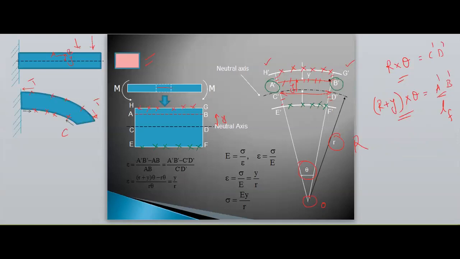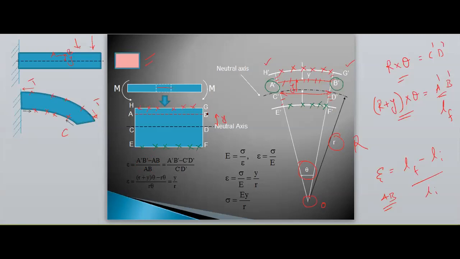So if I need the strain in the fiber, strain in the fiber is nothing but final length minus initial length by the initial length of the fiber. I am considering only AB fiber now. Therefore, the final length is A dash B dash, and the original length is AB, so A dash B dash minus AB by AB.